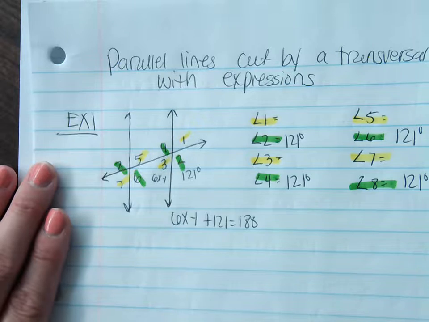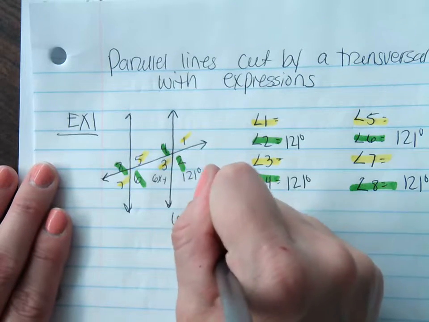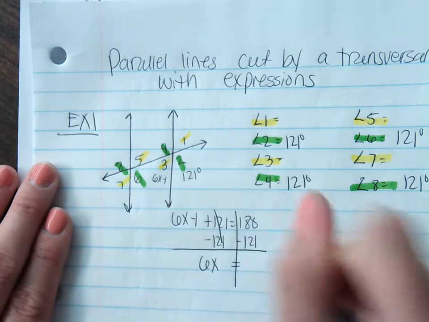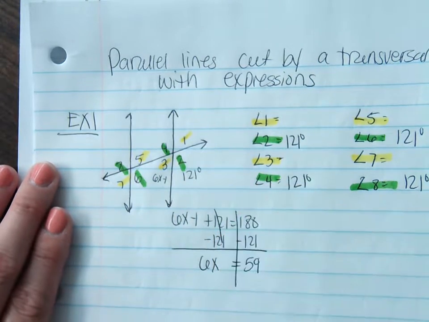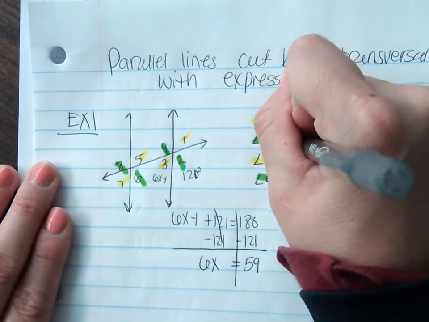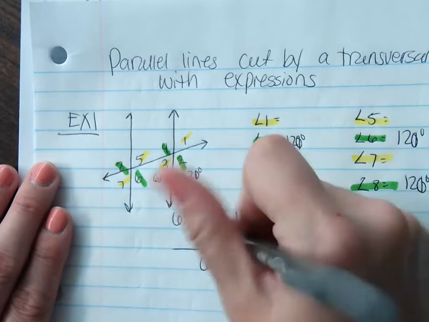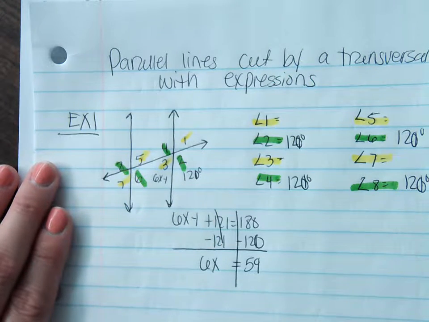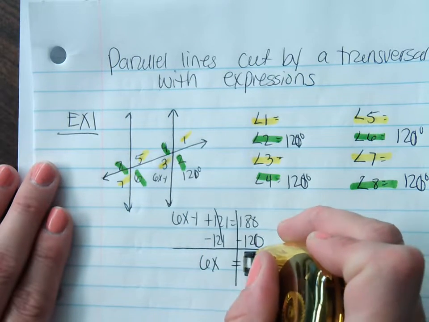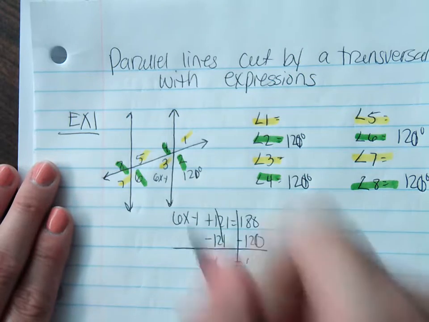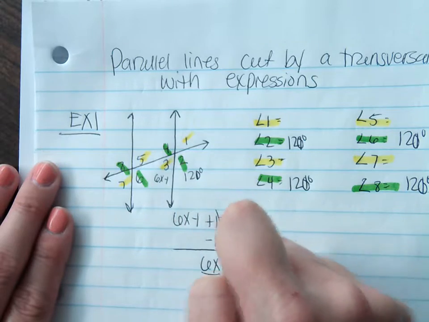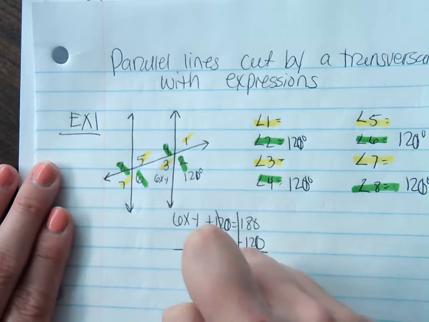Now we solve our equation. We subtract 121 from both sides. That leaves me with 6x equals 59 degrees. Let's make that a 0 so it comes out nicer. We'll let that come out to 60. Divide both sides by 6 and we have x equals 10 degrees.